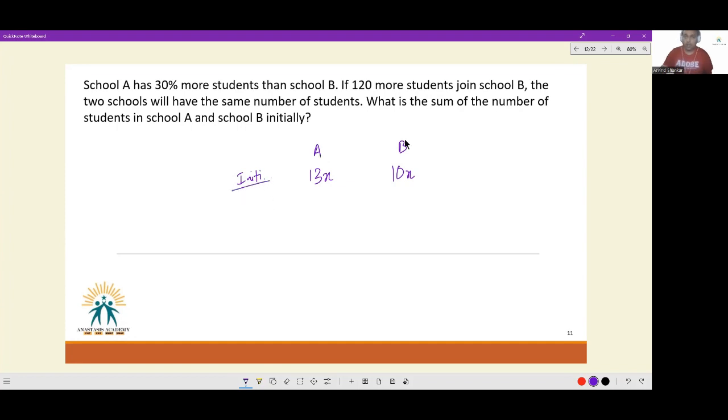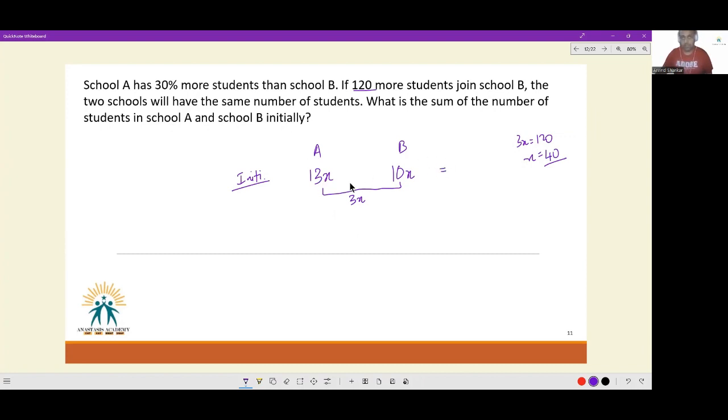Yes. Now we're told if 120 students join School B, the two schools will have the same number of students. So what they're saying is the difference in number of students between the two schools, 3x, is equivalent to 120, or 3x is equal to 120, or x is equal to 40. If x is equal to 40, what is the final question they're asking?